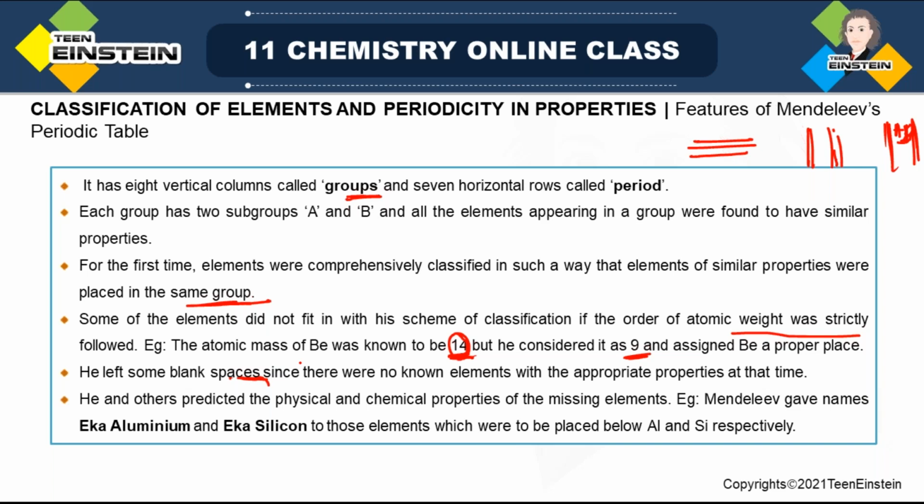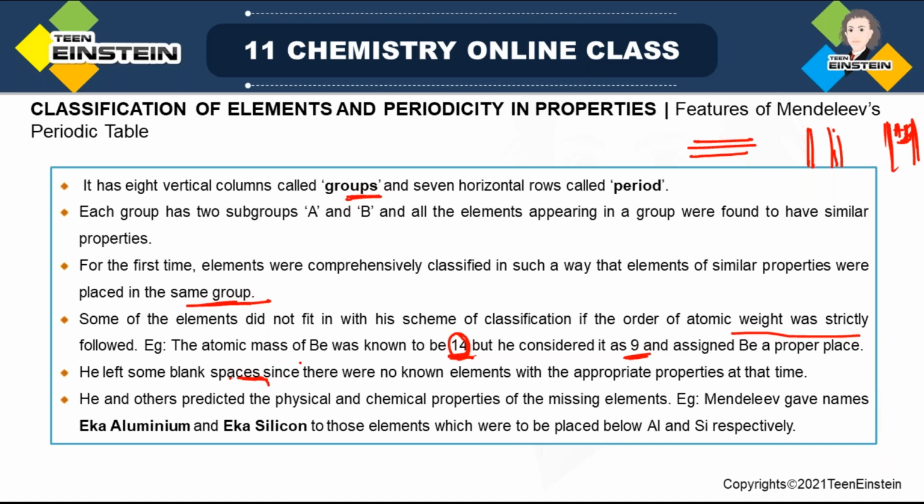So suppose when this periodic table is made based on atomic weight and we are getting some periodic property, that is after a particular position, we are getting a similarity in properties. Now, when we are doing so, it may be that there is some element that should have a particular property, but that element is not present at that time. So what to do? He left some blank spaces in that particular place.